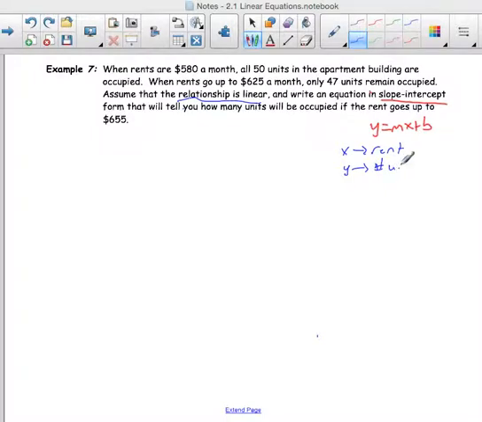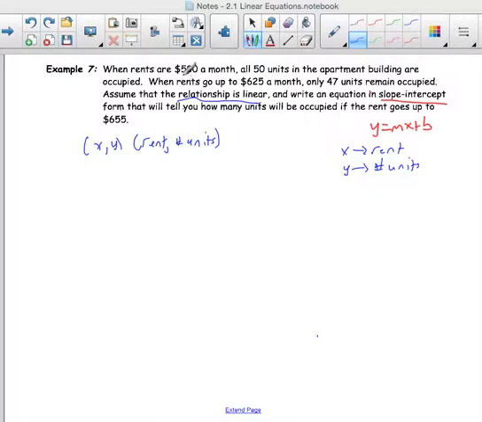So to begin this problem, I recommend that we convert this information into points. So we want to have ordered pairs, which are going to be x comma y, which will be, in this case, the rent and the number of units occupied at that value.